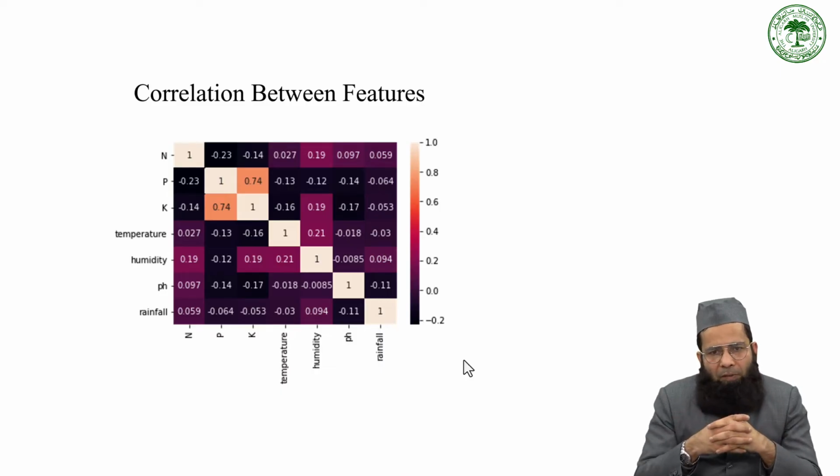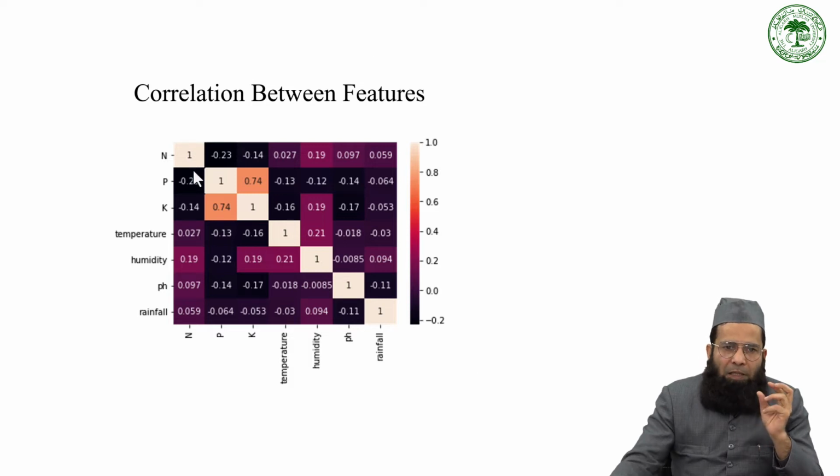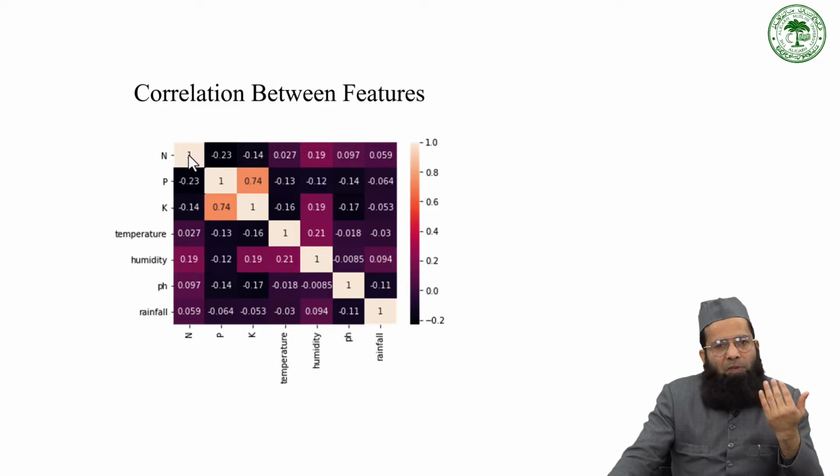And there is a correlation between features. Correlation says how a feature is related with other features, right? A value of 1 specifies that a feature is totally correlated with the other feature. If you observe, the diagonal values are 1. It means the same feature is fully correlated with itself, so that's why it is 1. Like rainfall is correlated with itself, rainfall, so obviously it is 1.